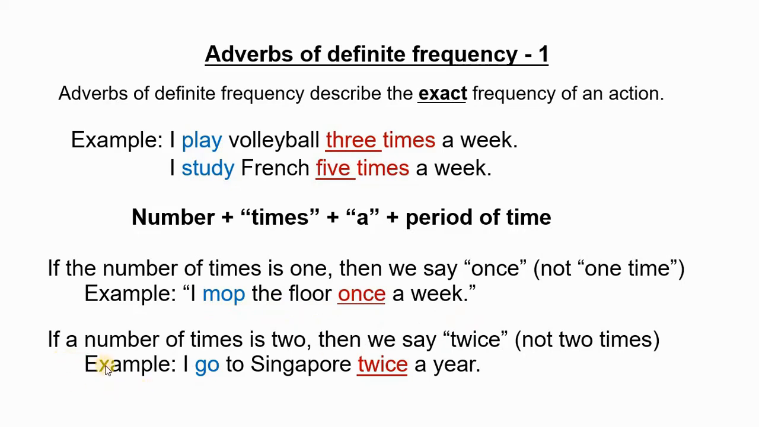If the number of times is 2, then we say twice, not 2 times. Example, I go to Singapore twice a year. We do not say I go to Singapore 2 times a year. Alright? So this is a very useful structure.